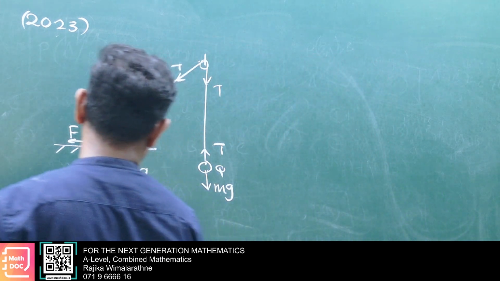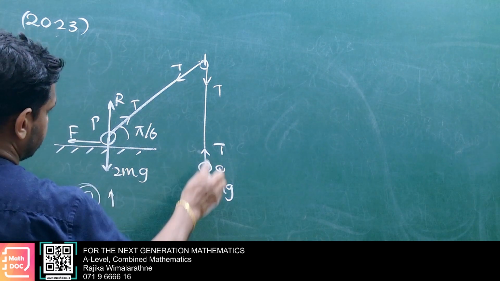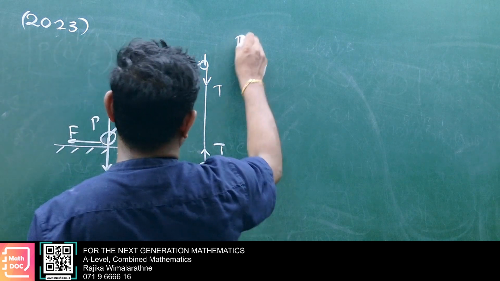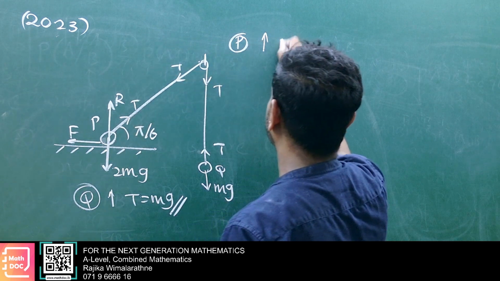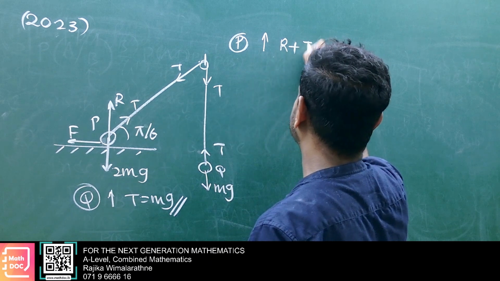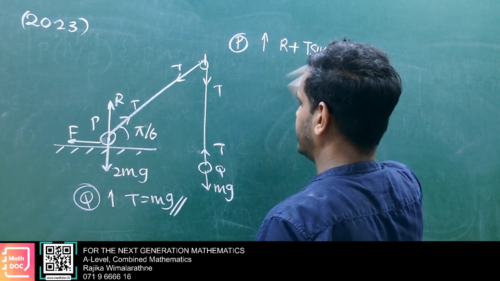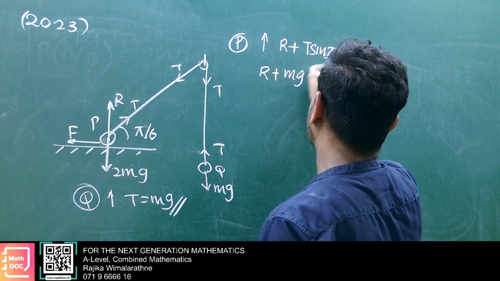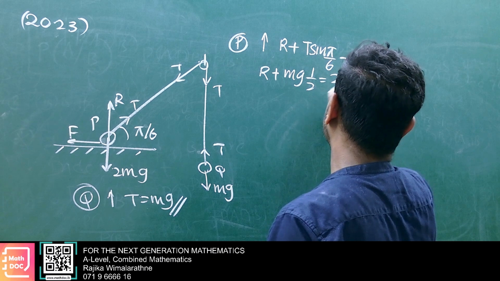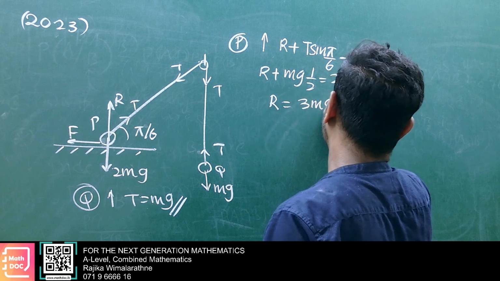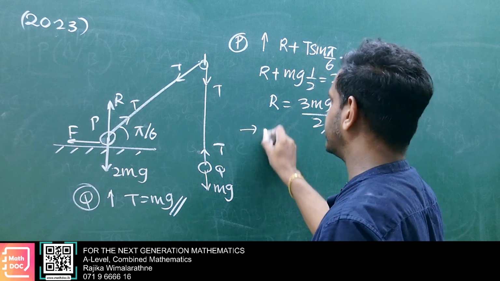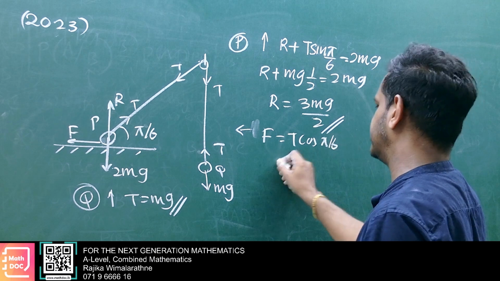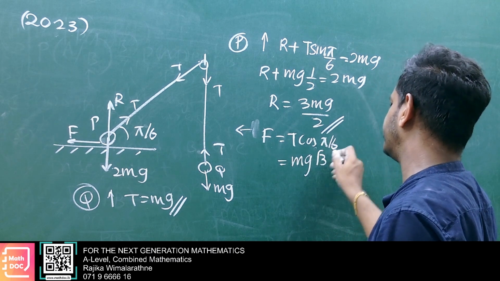Now anyway, consider Q, vertical forces T equal mg. Then consider P, vertical R plus T sin pi over 6 equal to mg. T mean mg, 1 over 2 mg. Then R equal 3 mg divided by 2. Then resolve horizontally. F equal T cos pi over 6. T mean mg, cos 30 root 3 divided by 2.